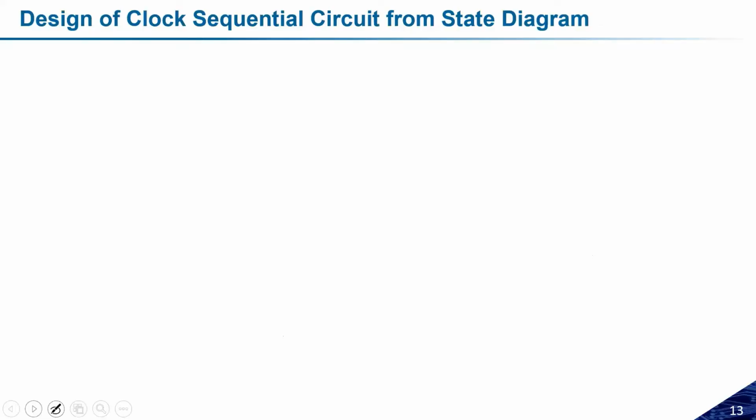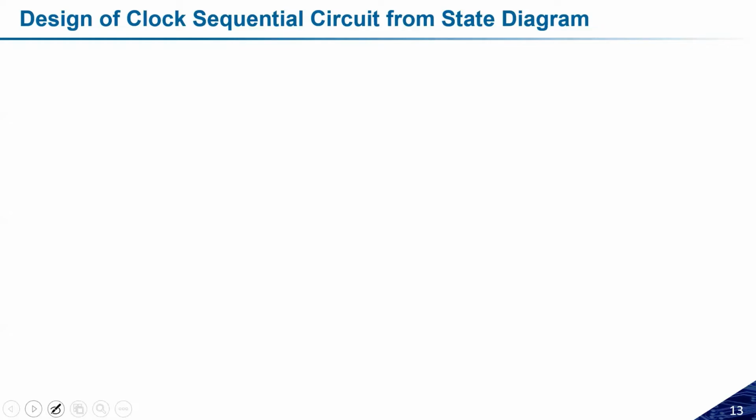Design of the clocked sequential circuit from the state diagram. This is really very important. What we have done up to this point is, if I know the sequential circuit, based on that sequential circuit, I can make the state or the characteristics table, and then from that characteristics table, I can make the state diagram.